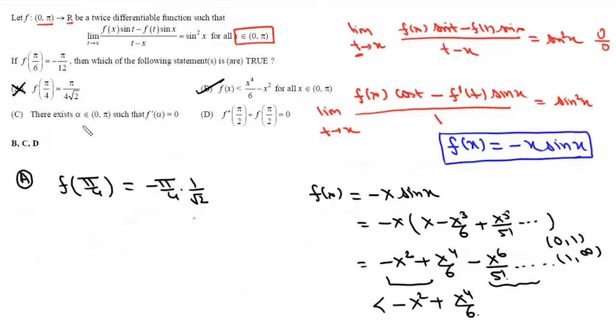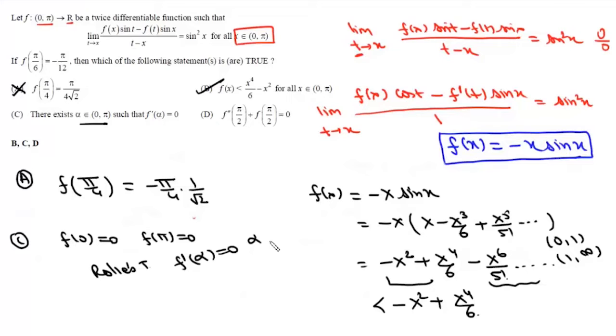Now in C it says there exists alpha belongs to 0 to pi such that f dash alpha is 0. Now for C we know that f(0) is 0, f(pi) is 0, and this function is continuous and differentiable. Then using Rolle's theorem, we know that there is at least one alpha in the interval 0 to pi such that f dash alpha is 0. So that means option C is also correct.